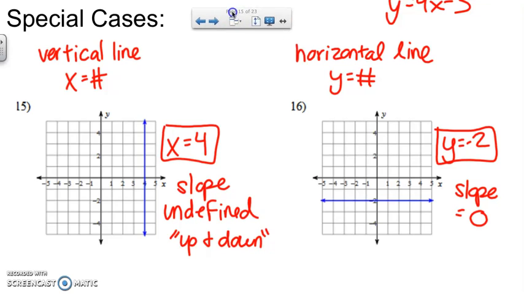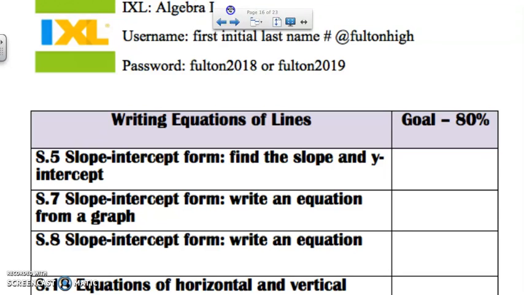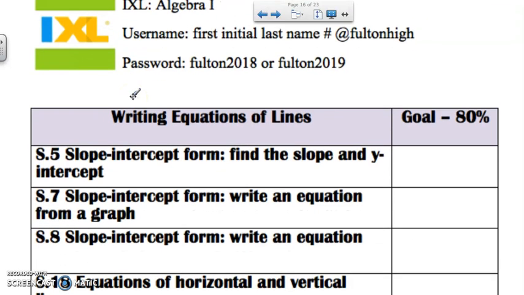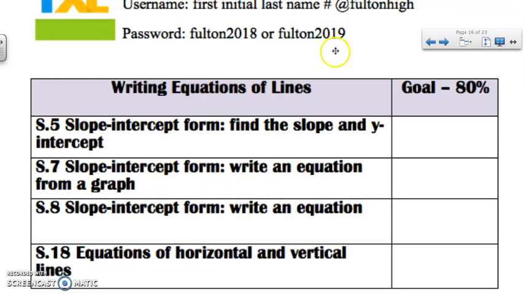All right, so those are notes on writing equations of lines from graph and given slope and y-intercept. So what you can work on now, you're going to log in and use your iExcel, because I do not have paper copies for these. You're going to work on S5, S7, and S8, and then S18 were examples of those horizontal and vertical lines that we did. Goal would be an 80. If you can only get to a 70, that is fine. So if you want to get to a 70 and then try and get them to an 80, you could do that. But that is all.